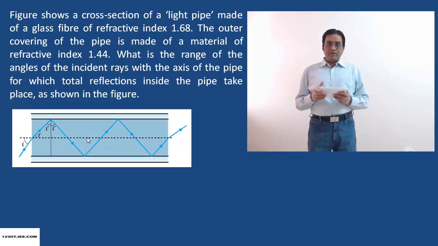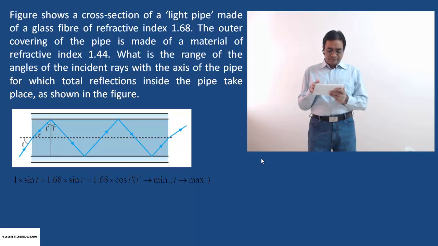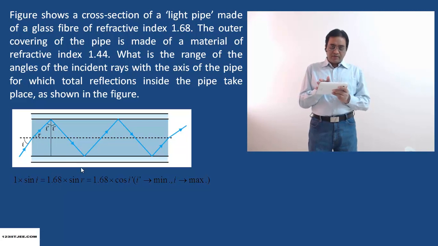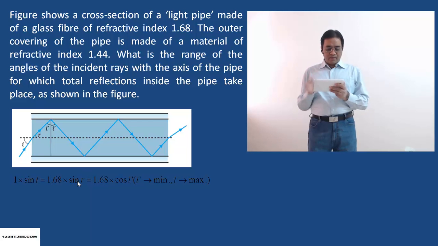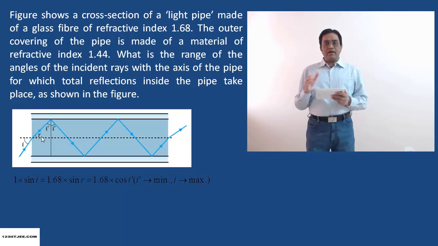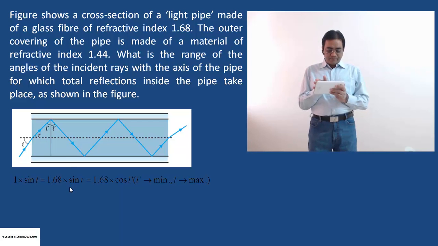Let us apply the law of refraction, that is Snell's law, for this interface. So we have mu of the air, which is 1, into sin I, equal to mu of the material, which is 1.68, into this sin R. But then this I dash and this R, they are related. I dash is 90 minus R. So sin R would be cos I dash.